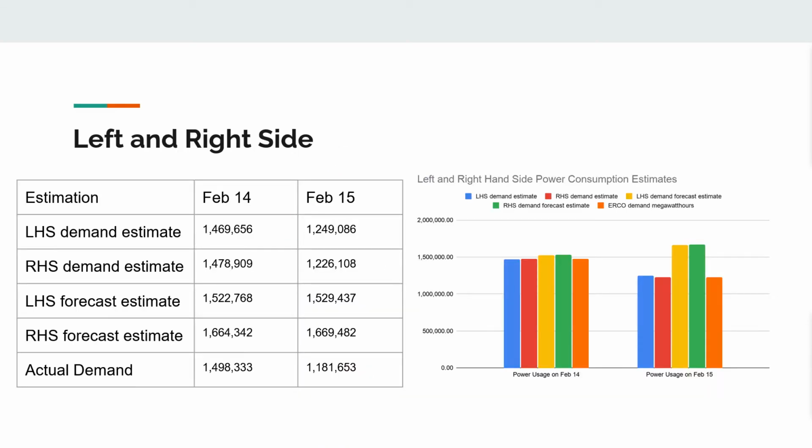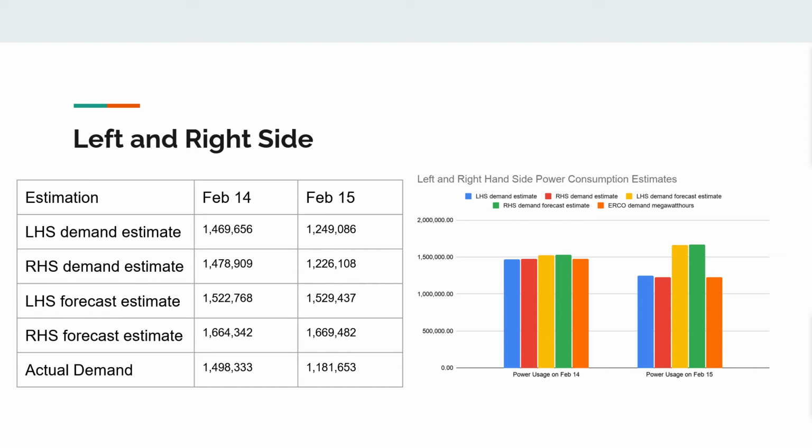For the left-hand side and right-hand side, we did estimates of both the demand and forecast. So shown on the right are column graphs for the power usage on the 14th, which would be a somewhat normal day, and then the 15th, which is the day the blackout occurred. So most of the estimates are fairly close, with the orange ERCO demand megawatt hours being the actual demand recorded for that day. And we have the left-hand side and right-hand side demand estimates, which are fairly close, the right-hand side being a bit closer.